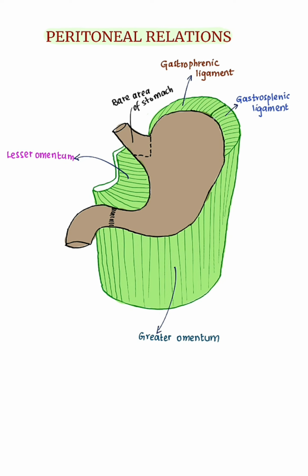Gastrosplenic ligament extends from the upper one-third of the greater curvature of the stomach to the spleen. Gastrophrenic ligament extends from the upper part of the fundus to the diaphragm. Lesser omentum extends from the lesser curvature of the stomach. Greater omentum extends from the lower two-thirds of the greater curvature of the stomach.